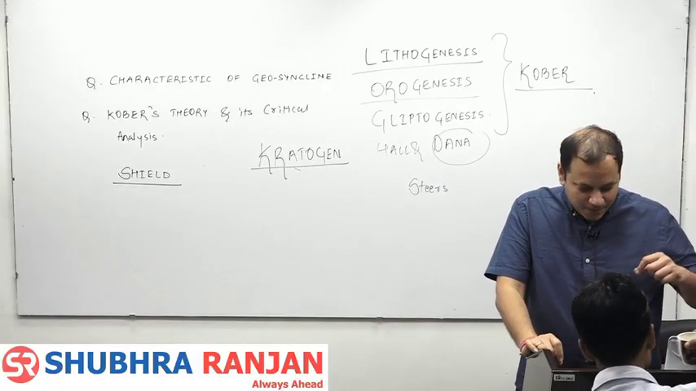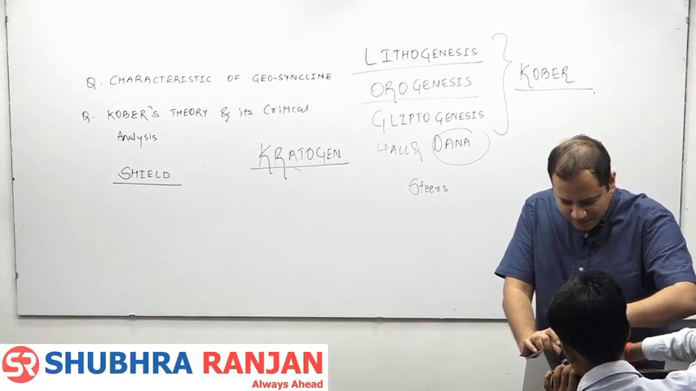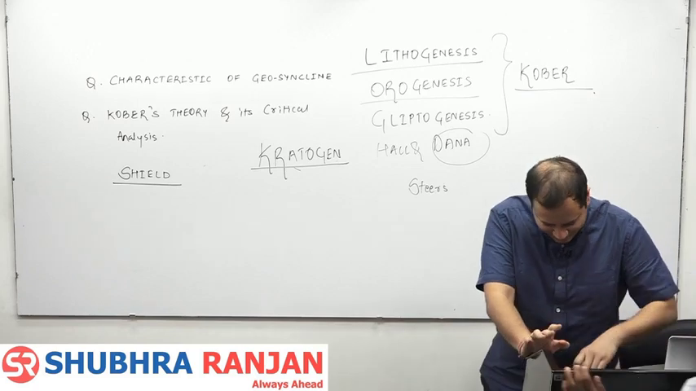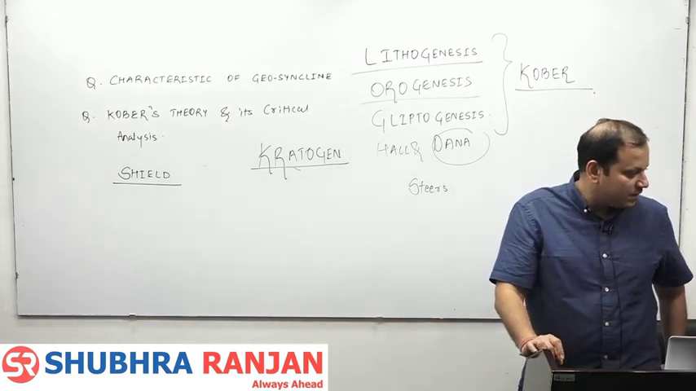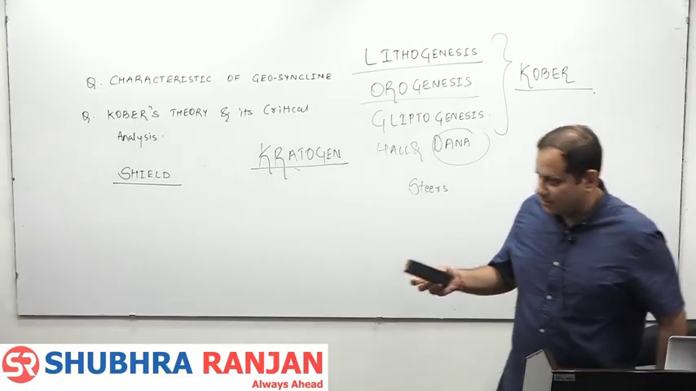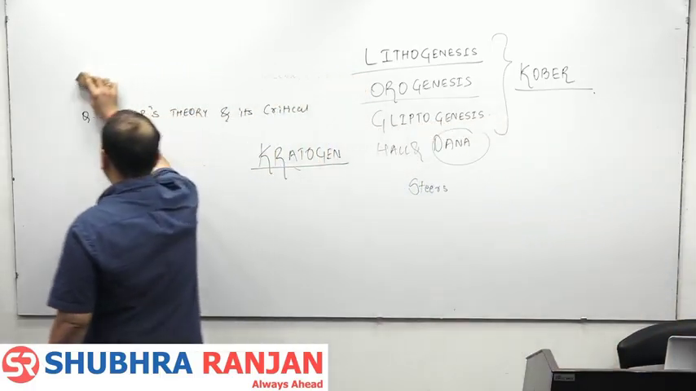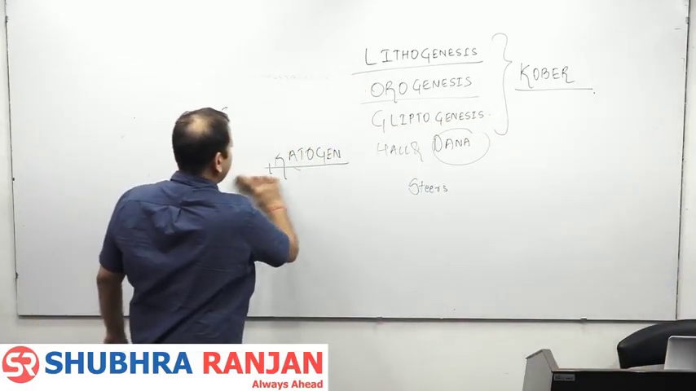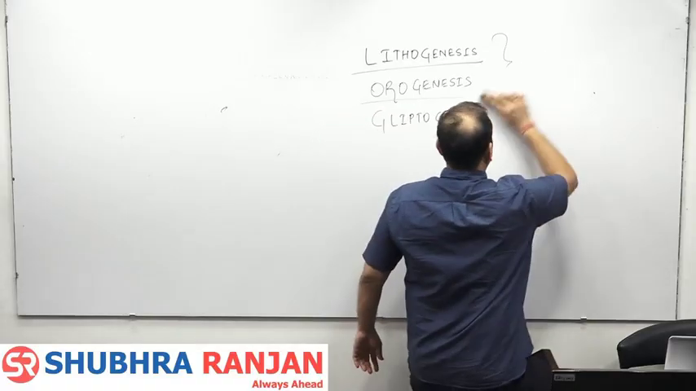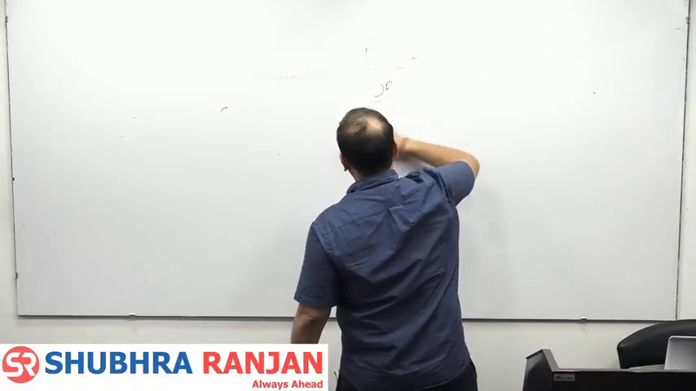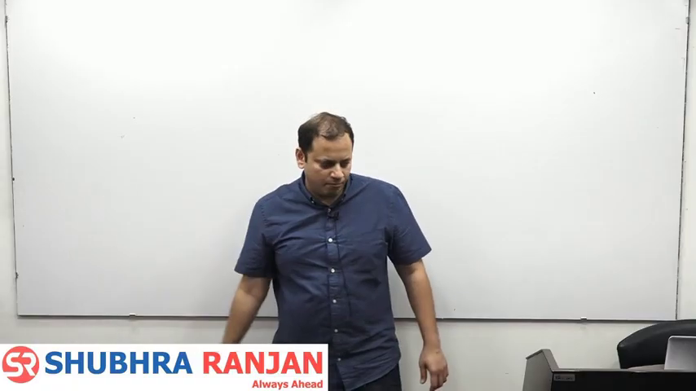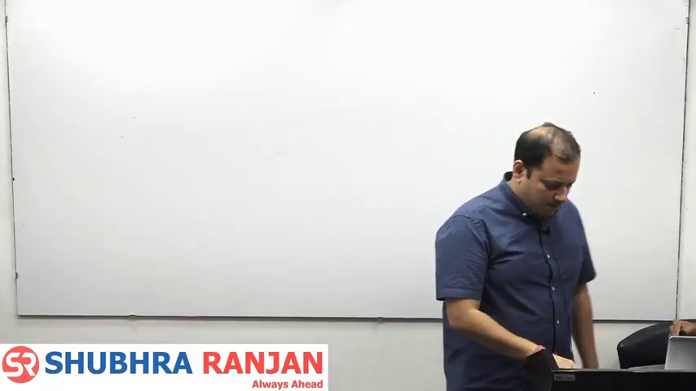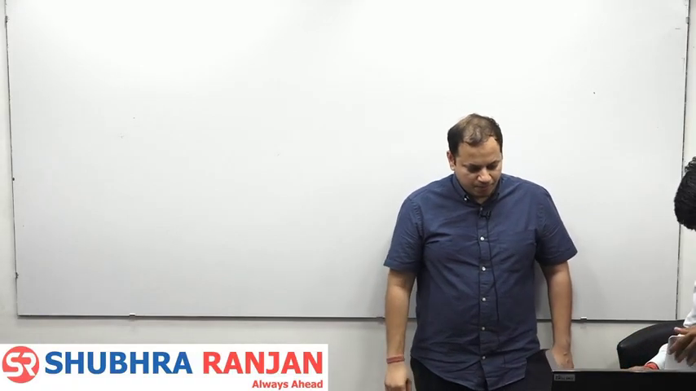Next, the examples of, उसी point में, the examples of the shield are Russian shield, Brazilian shield, or peninsular India.